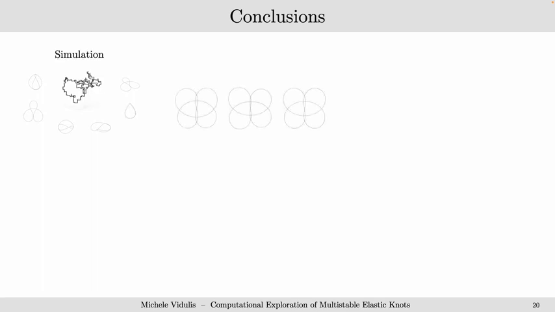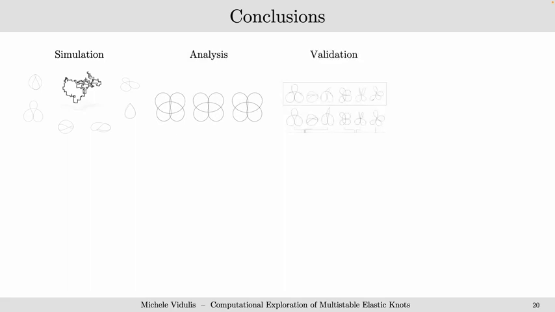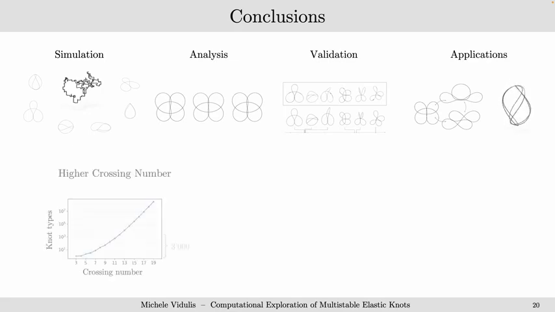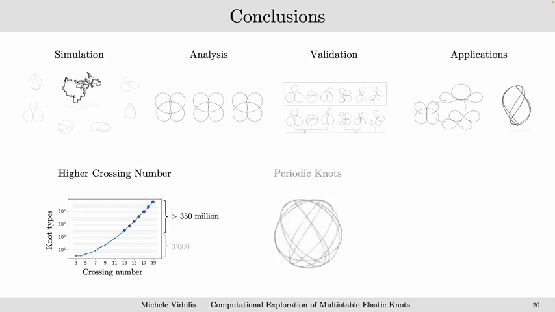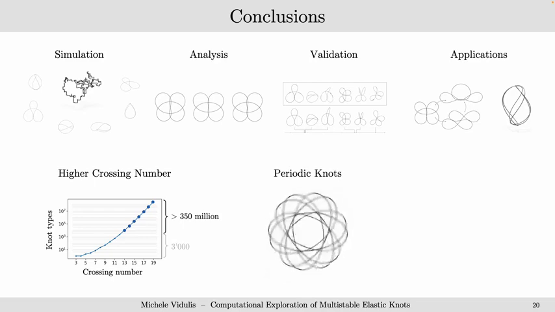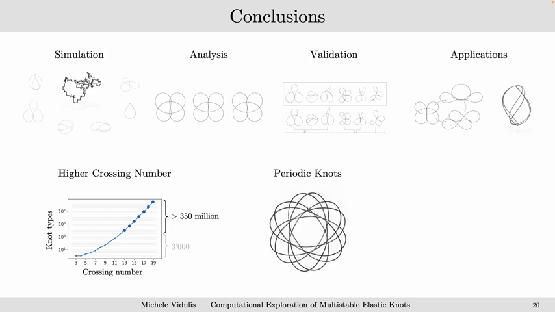To summarize, we presented a pipeline to simulate and analyze equilibria of elastic knots. We validated the correctness of our model by building physical prototypes, and we discussed some discoveries and applications made possible by our framework. Our pipeline is very general, and given enough computational resources, it can already be applied to the millions of elastic knots that haven't been studied yet. Some specific classes of knots, for example those with periodic structures, are natural candidates to be explored first.